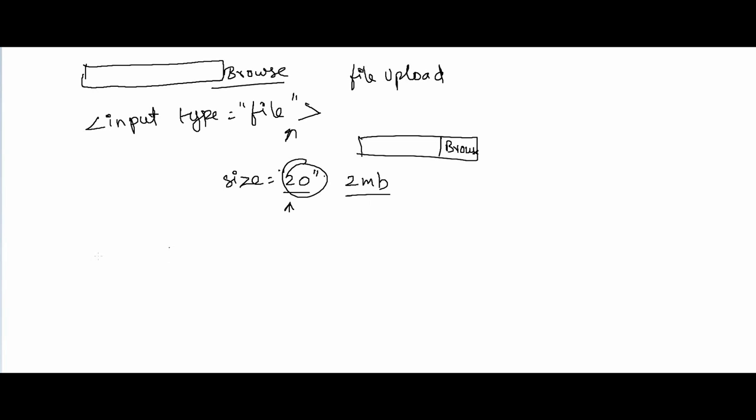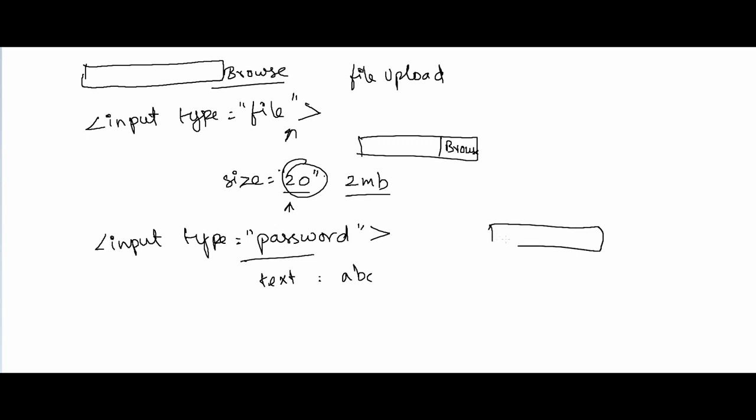So here when I am using input, I have some other type, like type is equal to password. So this is for mentioning passwords. When we use normal type equal to text, we can type the text. But in case of type equal to password, whatever text we are typing inside this text box will be shown as dots.